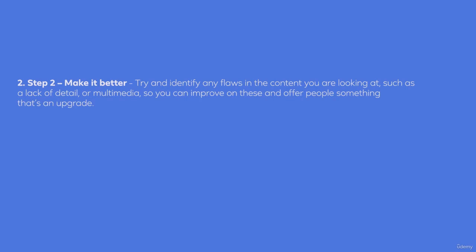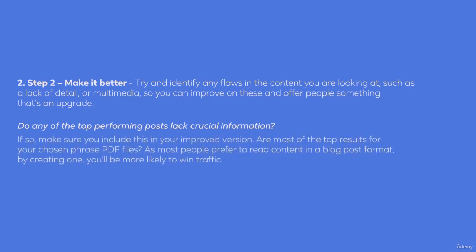Step 2. Make it better. Try and identify any flaws in the content you're looking at, such as a lack of detail or multimedia, so you can improve on these and offer people something that's an upgrade. Do any of the top performing posts lack crucial information? If so, make sure you include this in your improved version. Are most of the top results for your chosen phrase PDF files? As most people prefer to read content in a blog post format, by creating one, you'll be more likely to win traffic.